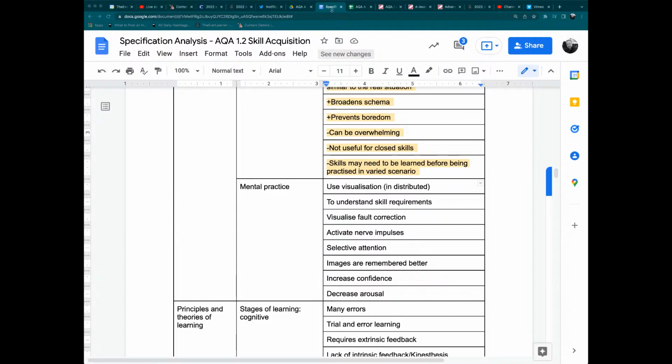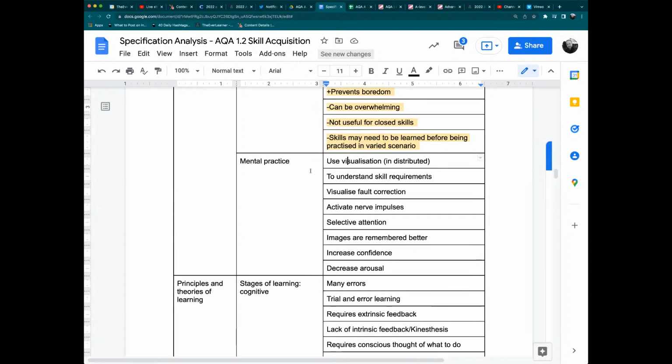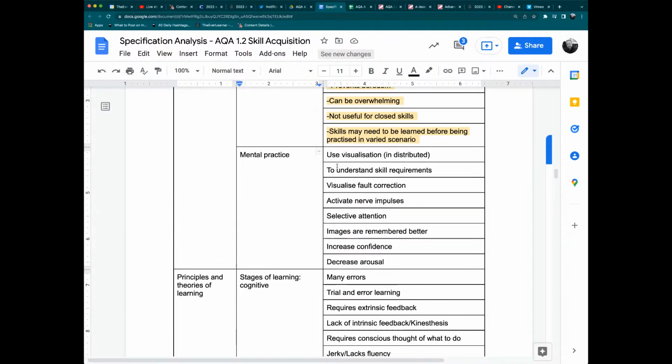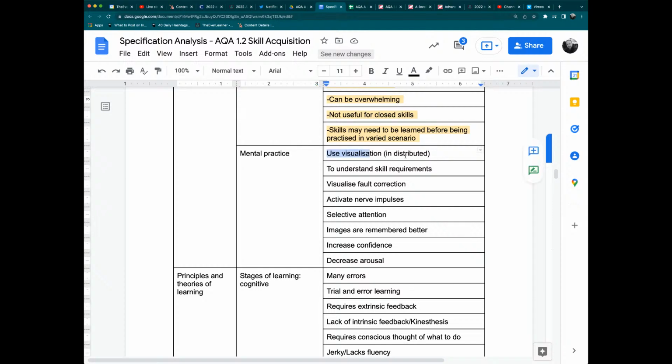Okay, so folks, this is the key information when it comes to mental practice. Now, this is not a super exciting document, but basically with mental practice, we use visualization during distributed practice. And we do it for the following reasons. We do it to understand the skill requirements, to visualize fault correction, to activate nerve impulses, for selective attention, and because images are remembered better.